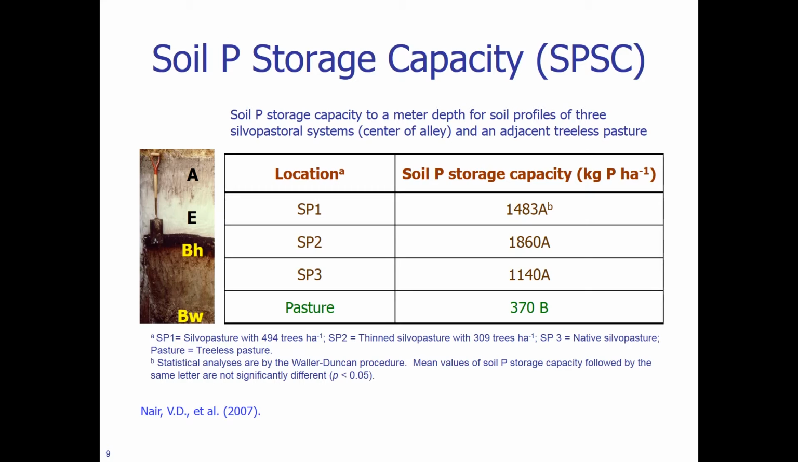What we notice is that to 1 meter depth, it's very different for the pasture compared to the silvopastures, in that the pasture has less remaining capacity to store P. However, this capacity is still positive, so in this case, up to a meter depth, there is still some capacity even for the pasture to receive additional phosphorus.